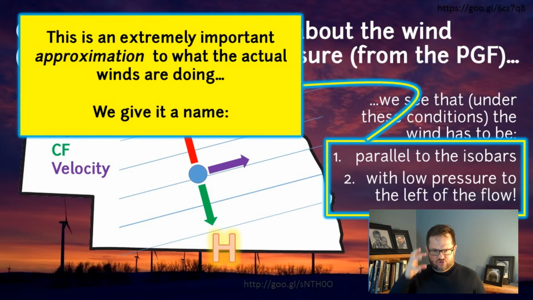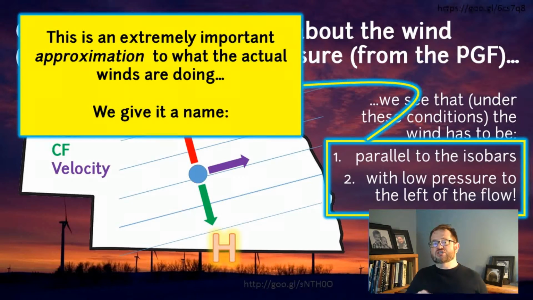If you actually went up there and took a measurement using a weather balloon or something like that of what the winds are doing, the exact direction and speed of the wind right now is not necessarily going to be exactly like this. This is an approximation. But it is a really good approximation, as you're going to see. The real winds are going to be pretty close to this.